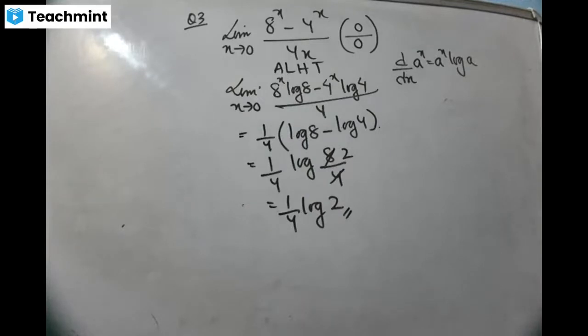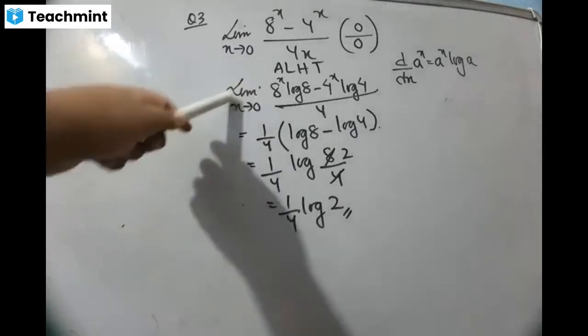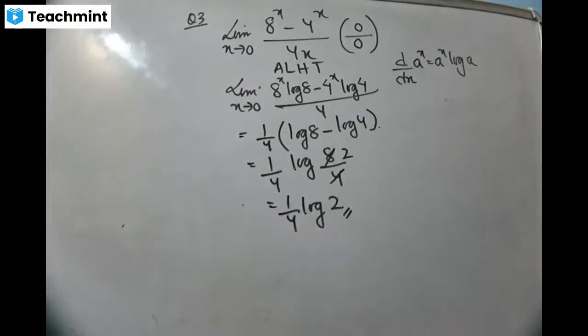Once the 0 has been removed from the denominator, you need not apply L'Hospital's theorem anymore. You simply have to remove the limit and put the value of x. So please take a screenshot of this.